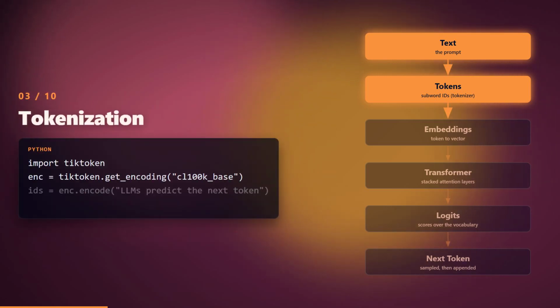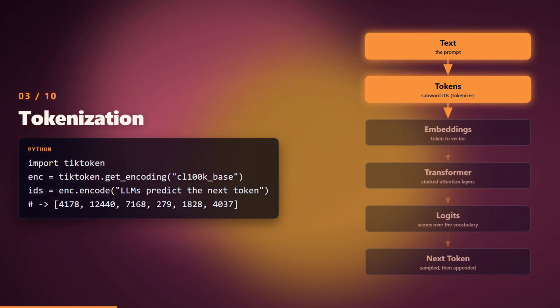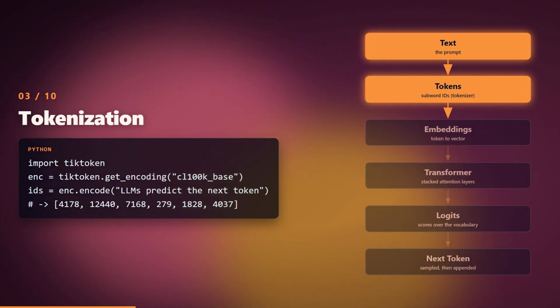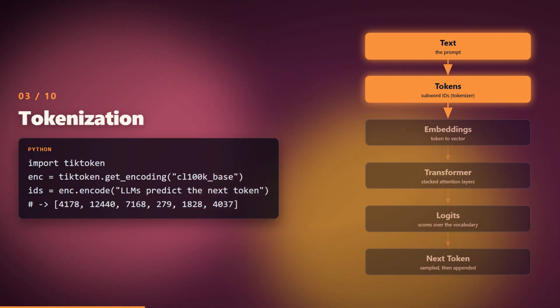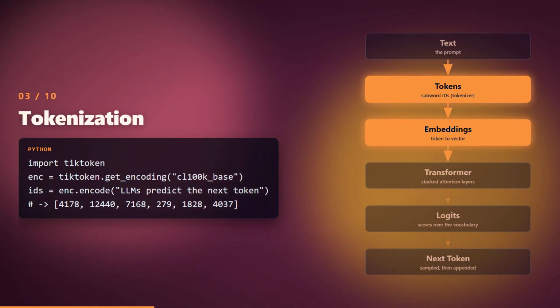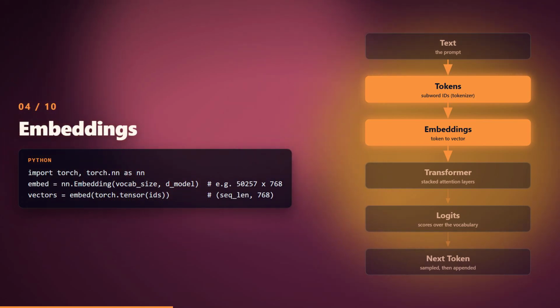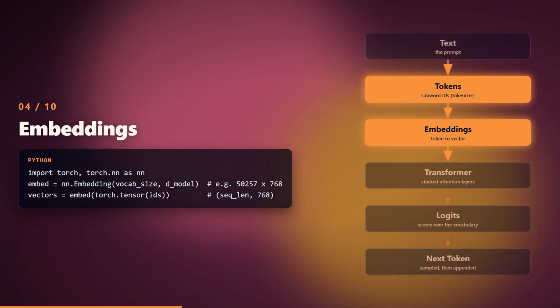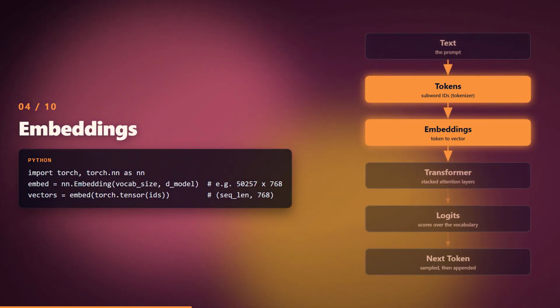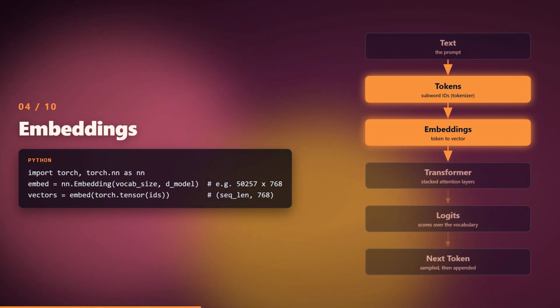The model never sees raw letters. A tokenizer first splits the text into subword tokens and maps each to an integer ID. Common words are one token, rare words break into pieces. Each token ID is looked up in an embedding table, turning it into a vector of numbers. These vectors are learned during training so that related meanings land close together in space.